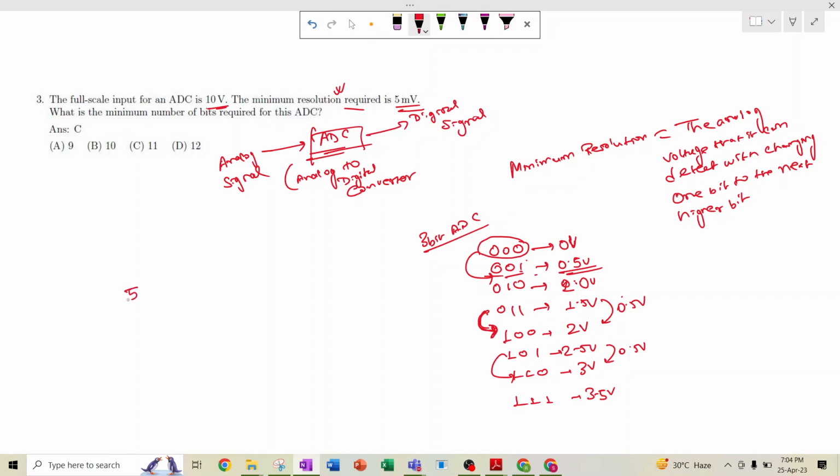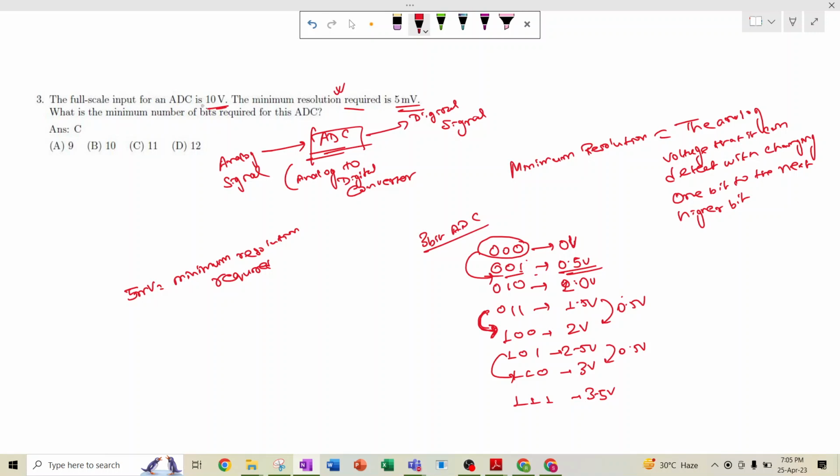So 5 millivolt is the minimum resolution required. Okay, so what is the minimum number of bits needed for this ADC? How to calculate that? How many bits are required for this ADC?